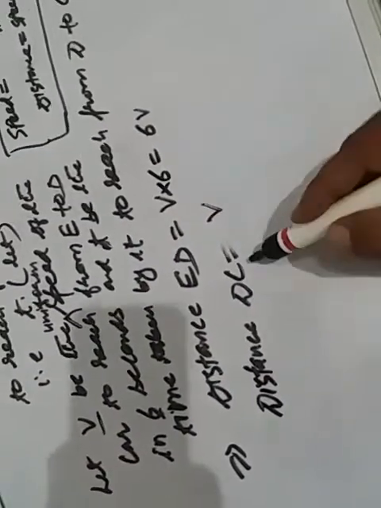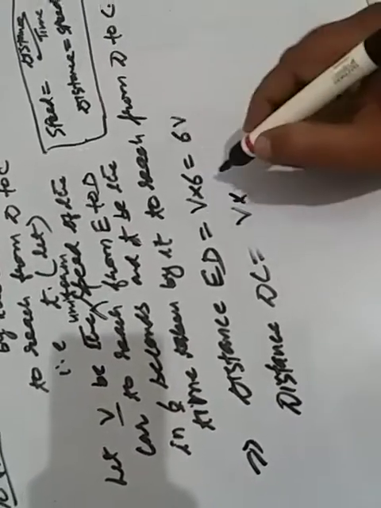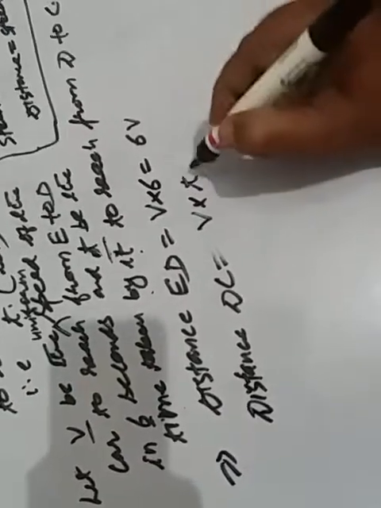This is uniform speed, means same speed. Distance DC equal to what? Again speed into time. Speed is V and time is T. This time means the time taken by it to reach. T is the time we have assumed, so DC is VT. And here you can write down this is 6V.